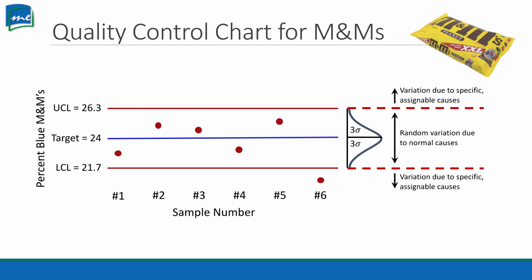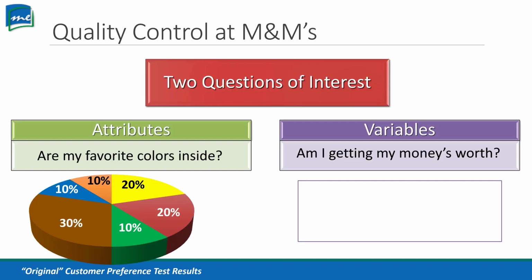So here are 2 questions that we might want to ask. As a consumer, you might ask, are my favorite colors inside a bag of M&Ms? Well, it turns out 30% of customers like the brown M&Ms, 20% like red, 20% like yellow, and then we have 10% for blue, orange, and green.